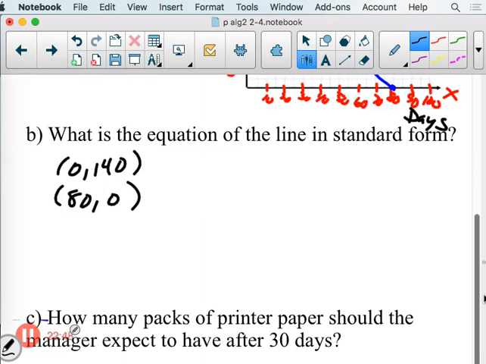Slope. Gotta find it. So we'll have 140 minus 0 is 140, and 0 minus 80 is negative 80. Well, they're both divisible by 10, so let's take it down to negative 14/8. We make it even smaller. Why is our slope negative?